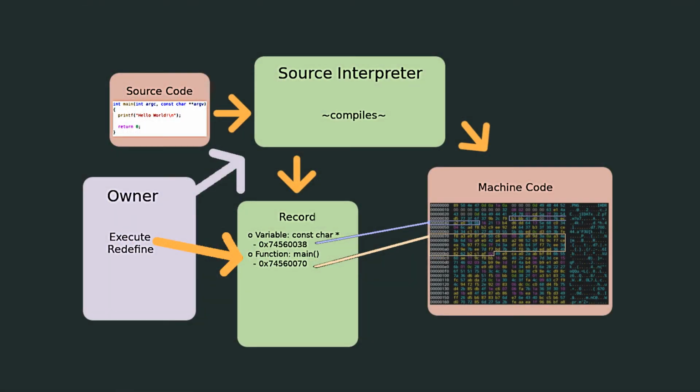It utilizes a C source interpreter which compiles C source code into executable memory. This interpreter comes with the ability to edit and redefine the machine code inside the memory at runtime, changing the function of the application without requiring a reload.